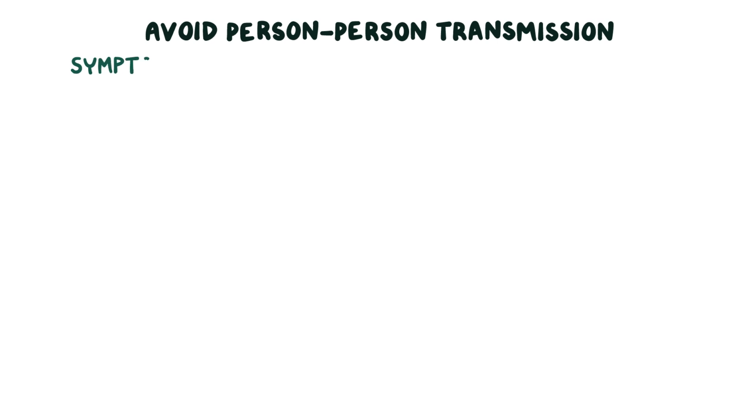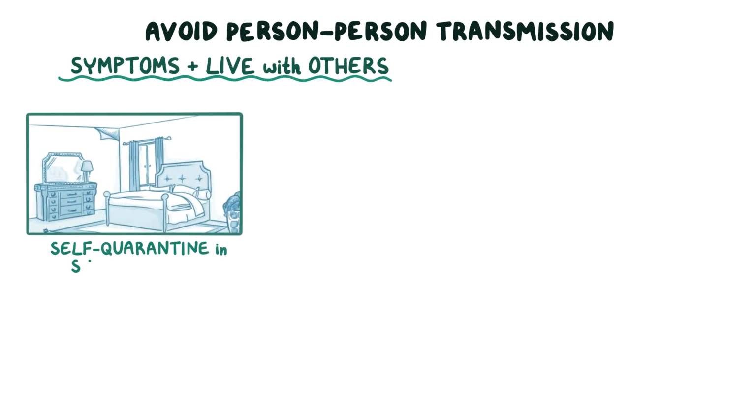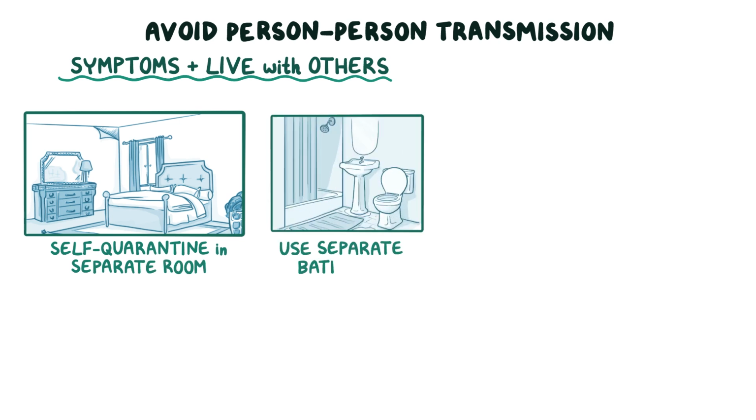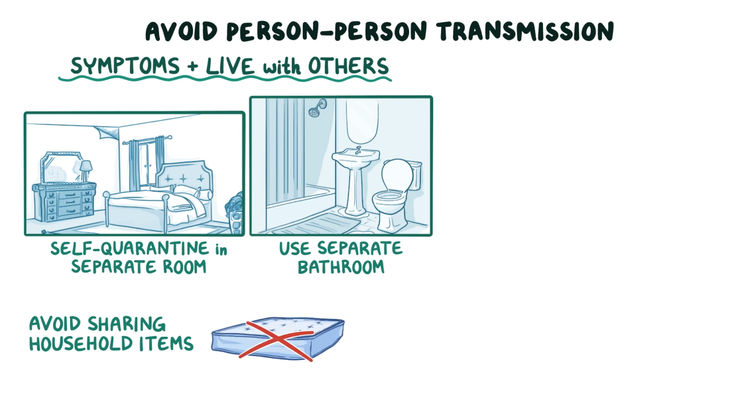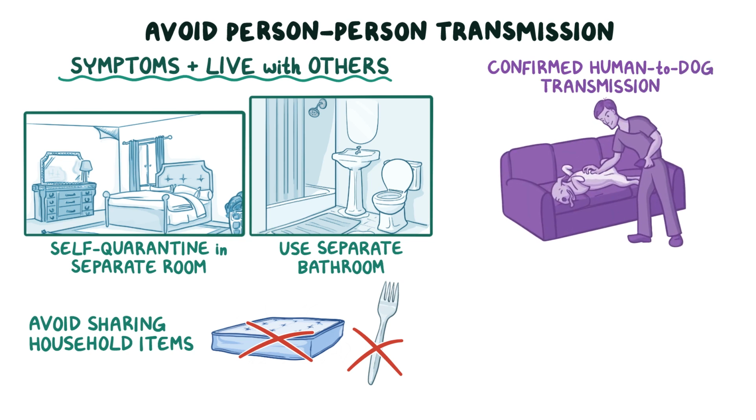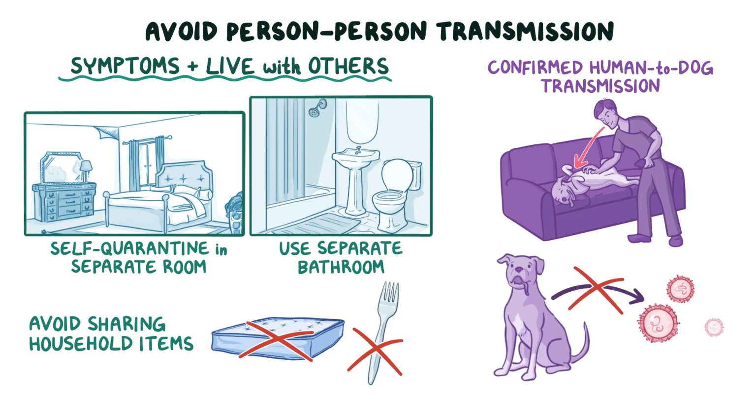For people with symptoms that live with others, or even with pets, they should self-quarantine in a separate room, and use a separate bathroom if possible. And they should avoid sharing household items like bedding or eating utensils. In fact, there has been a confirmed case of human-to-dog transmission, where COVID-19 went from a person to their pet dog. However, the dog didn't get sick, and there's no evidence that pets can spread this disease or become sick, so it's not necessary to take measures against companion animals.